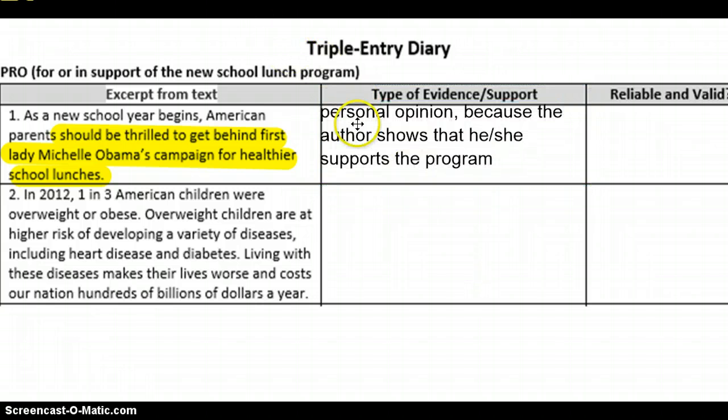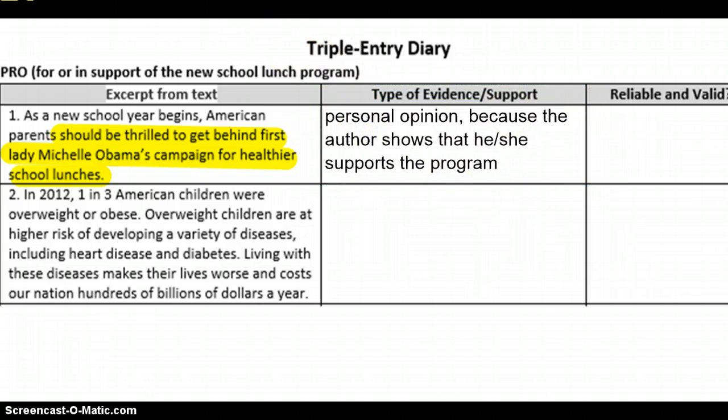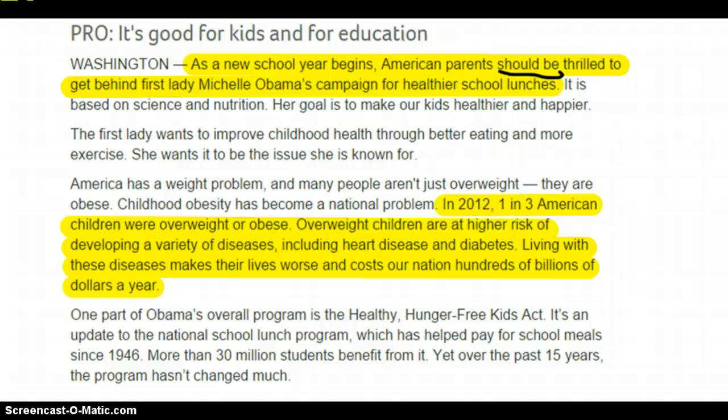All right. Then if I look back at my notes to see whether or not personal opinions are reliable or valid, I know that these are not exactly reliable or valid. So I'm going to say unreliable. They're telling us how they feel, but it's not really something that we can prove. Let's go back and keep reading the text.